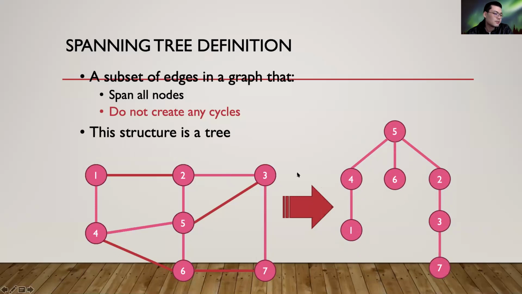Because if 5 is the root, you minimize the diameter, right? At most. If you make 1 the root, it can go quite long: 1, 4, 5, 2, 3, 7. It's much longer. So if we put the center node 5 as the root of the tree, then you can see these are the tree edges. 5, 4, 1 is this tree. Okay.